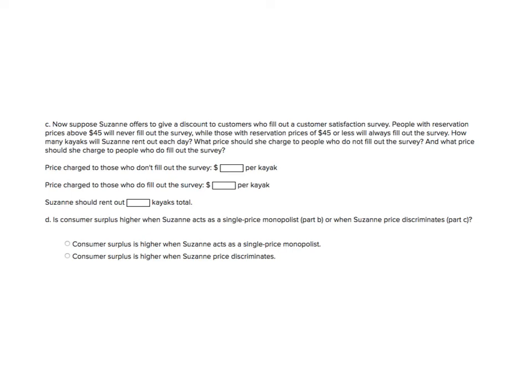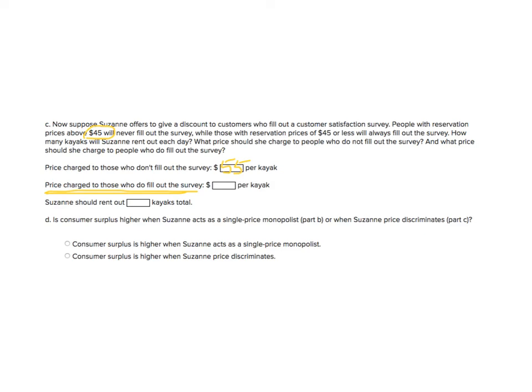Well, it's pretty convenient. People with reservation prices above 45 will never fill out the survey. So maximizing over that group is the same as our previous problem. So she's going to charge $55 per kayak to that group. The challenge here is what's going to be her coupon price or her discount price. And let's figure that out.